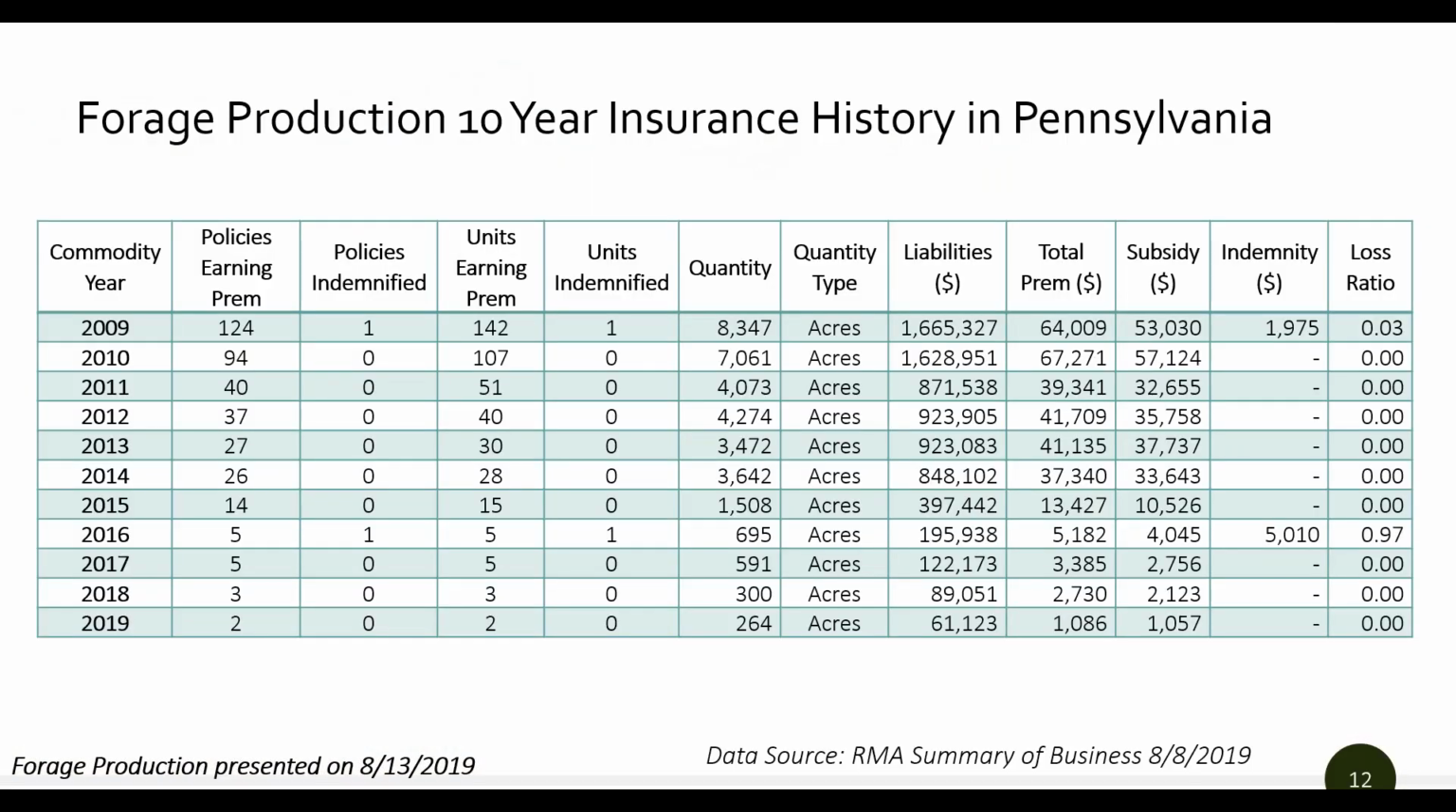Wanted to look at the forage production 10-year insurance history in Pennsylvania. This is just going back to 2009, to see the number of acres that are insured, the amount of indemnities, and those kinds of things. Totaling all of these up, I looked at this by coverage levels, and there's about 350 of the 380 policies. My math isn't exact on that, but that's pretty close.